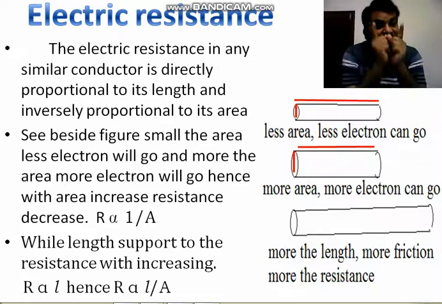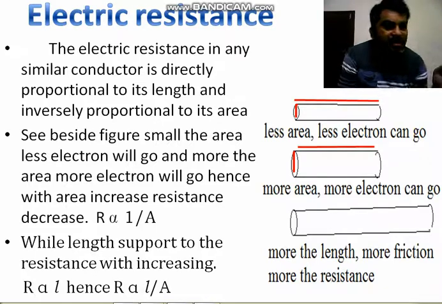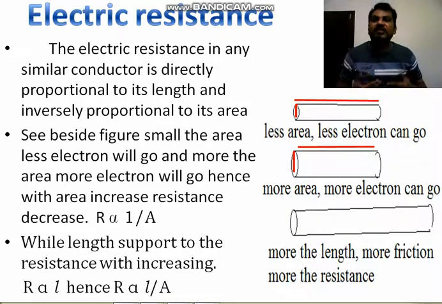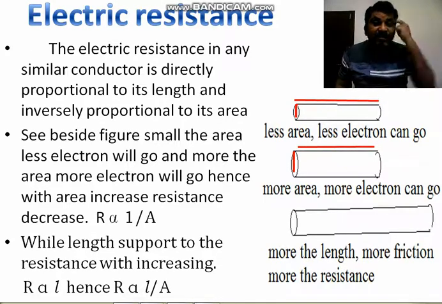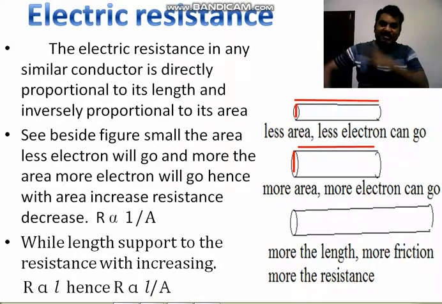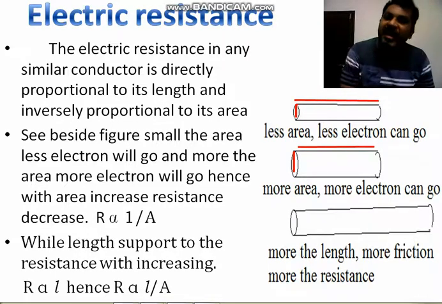electrons can go. That's why we can say that the less area, less electrons can go, the more area, more electrons can go. So if area increases, electrons go easily, resistivity decreases. That's all. So it is the inverse relation with the area. Area increased, resistivity decreased, so it is inverse relation with the area.